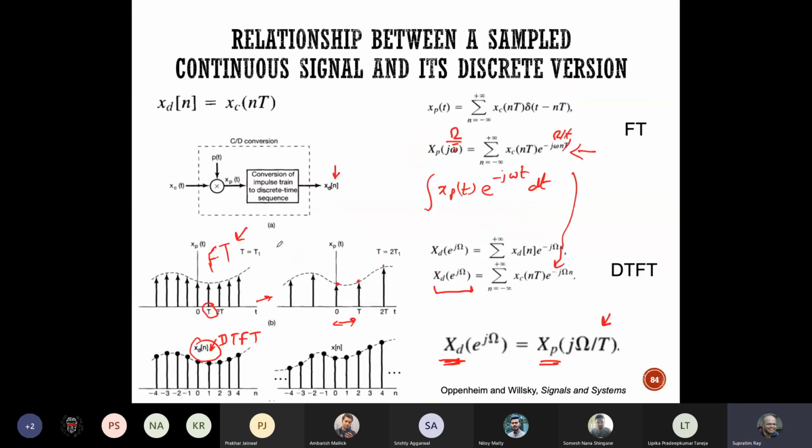Okay, beyond that though, there's a clear relationship between the original Fourier transform that you were interested in and the DTFT of the samples that you can now actually compute.